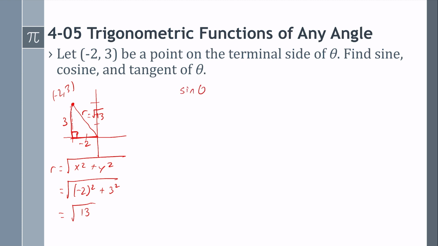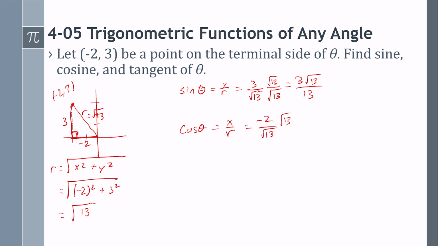So sine is y over r. Y was 3, r is the square root of 13. Of course, we have to rationalize that. So it'll be 3 square root of 13 over 13. Cosine is x over r. So that'd be x is -2 over square root of 13. Rationalize that, so you get -2 square root of 13 over 13. And tangent is y over x, so that is 3 over -2, or -3/2.